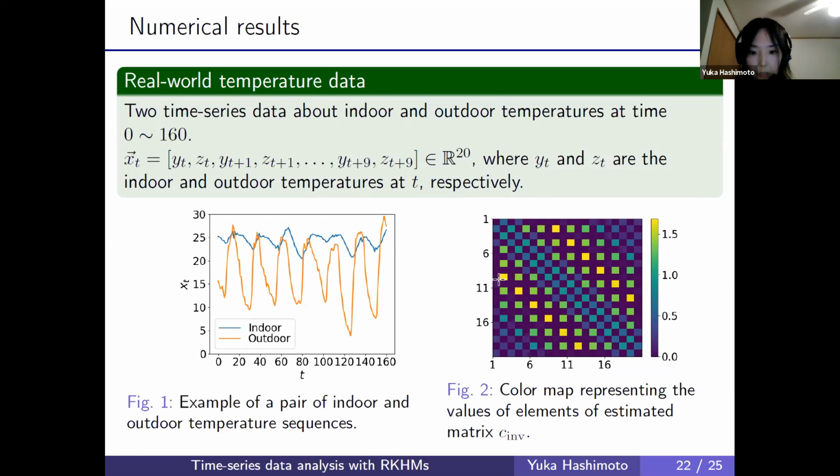Here, the magnitude of the element corresponding to the similarity between ZT and YT plus 4 is large, these yellow ones. And actually, by this original data, we can see the indoor temperature becomes high about 4 time steps later than the outdoor temperature becomes high. So we can extract the time invariant relation between these indoor and outdoor temperatures by using this decomposition.